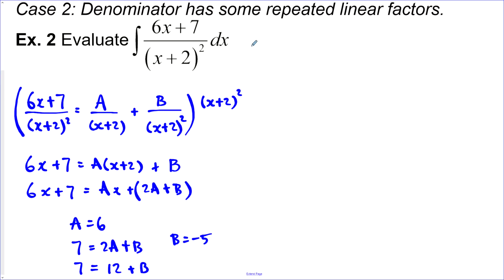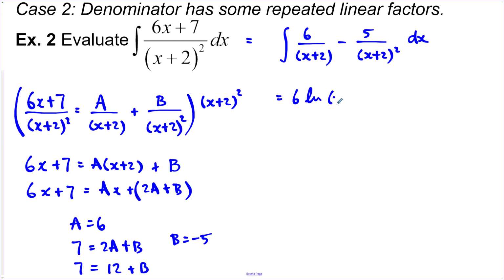Now I can break this up before I integrate. So I've got first a, 6 over x plus 2, and minus a 5 over x plus 2 squared. And these are a lot easier, you can see. This one will just equal 6 natural log of x plus 2. And this one, you can think of x plus 2. There's a 5 here, and that used to be x plus 2 to the power of negative 1.